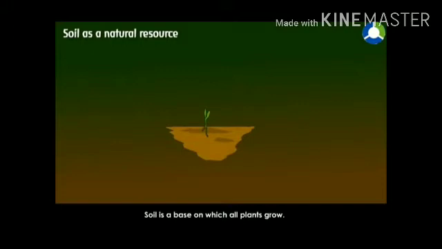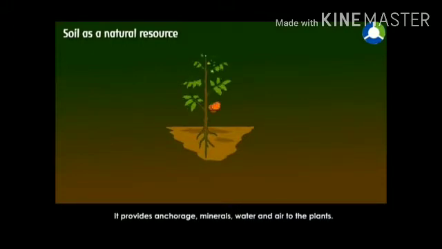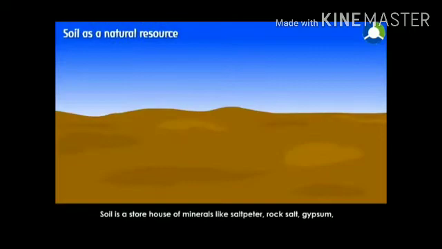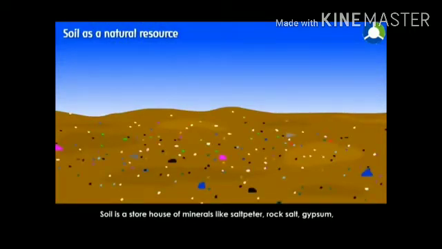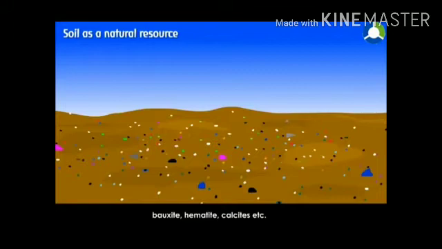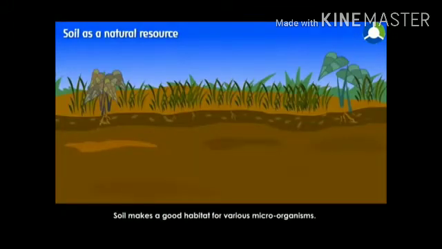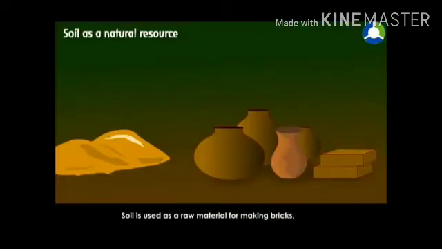Soil as a natural resource. Soil is a base on which all plants grow. It provides anchorage, minerals, water, and air to the plants. Soil is a storehouse of minerals like saltpeter, rock salt, gypsum, bauxite, hematite, calcites, etc. Soil makes a good habitat for various microorganisms. These microorganisms form humus and make the soil fertile. Soil is used as a raw material for making bricks, mortar, pottery, and other materials.